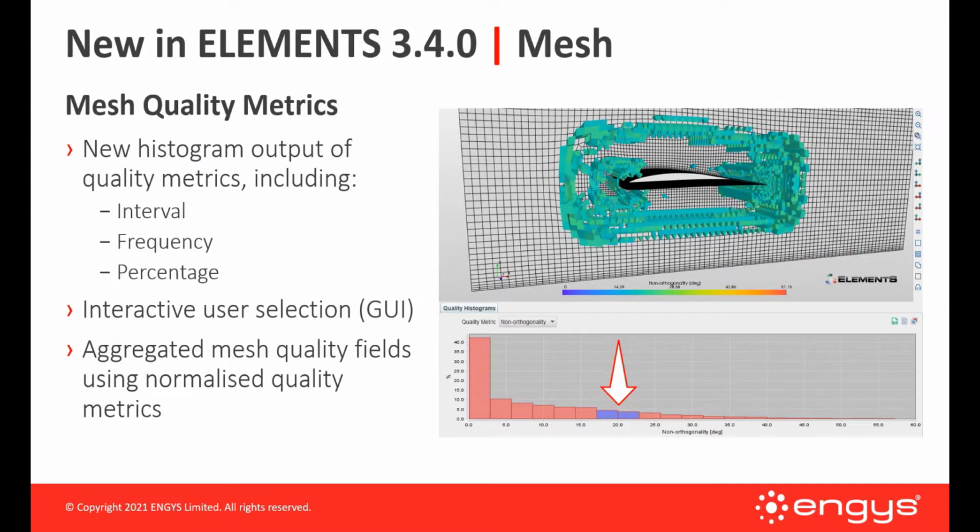The last thing to mention about mesh is that we have introduced a new set of tools in the graphical user interface to measure quality metrics. You can see in the example here our new histogram widget, where we can display quality metrics like non-orthogonality, skewness, and so on in the shape of a histogram. And this histogram is fully interactive. So you can click on each one of those bars and then display the elements that fall within that range.